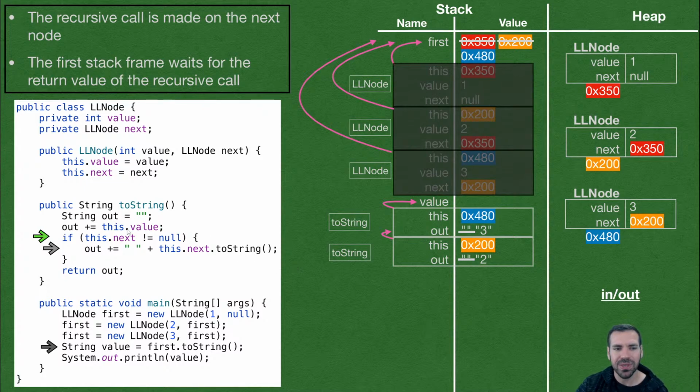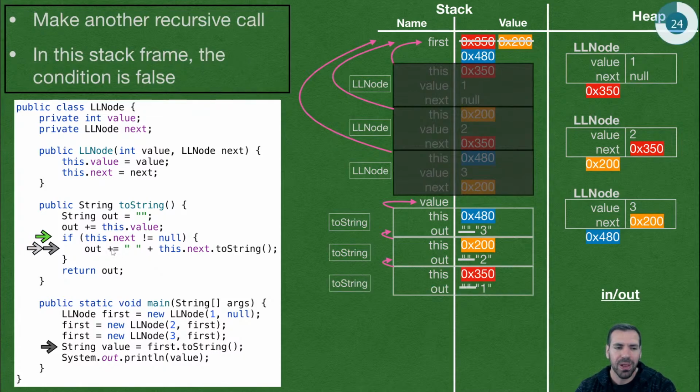Out equals empty string, out equals this dot value. So we get out equals 2, and then check for null. If next is not null, this dot next is not null. So we're going to execute the code in the code block, which calls this dot next dot toString. From this object, we're calling toString. So we get another toString where this is OX350.